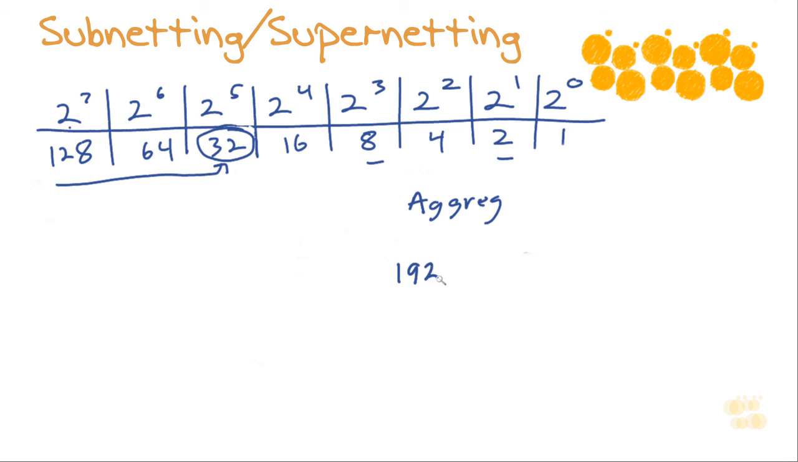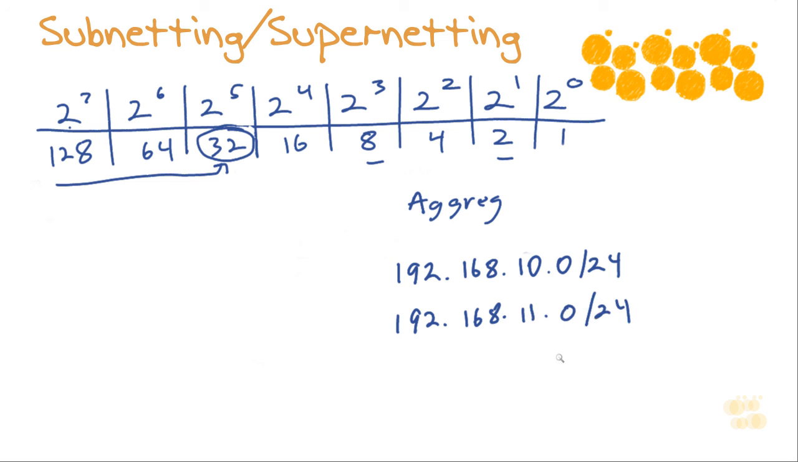Let's say we have 192.168.10.0/24. In our routing table, we have 192.168.11.0/24, and finally 192.168.12.0/24. Can we represent these three networks in an aggregated or supernetted fashion? And the answer is yes. Let's go ahead and scrutinize this field right here from a binary perspective.